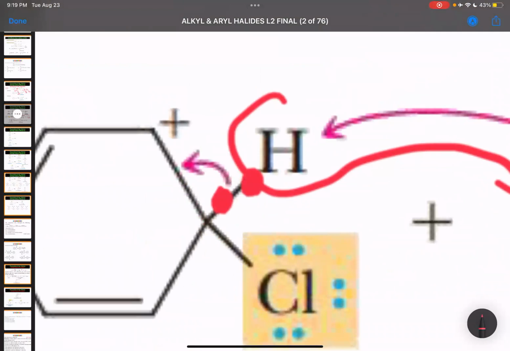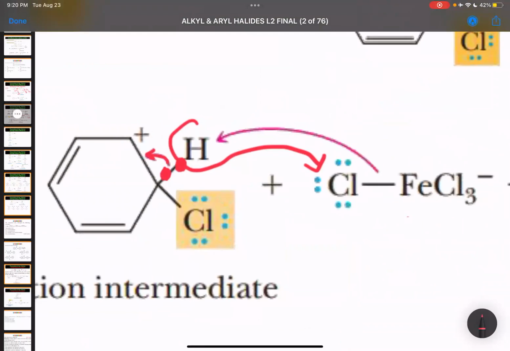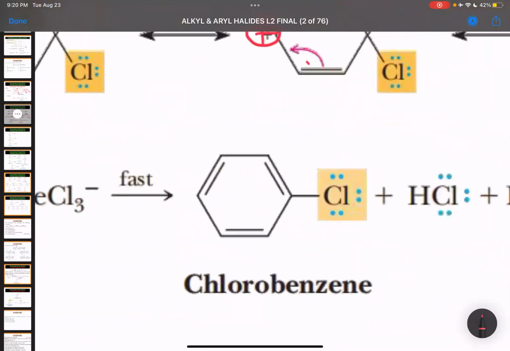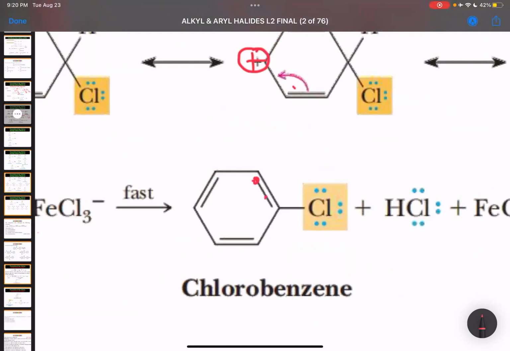What will happen? These 2 electrons will get back into the ring, and once these 2 electrons get back into the ring, the ring will become perfect again, right? It will be like this. The ring will become neutral again. The electrons have got back into the benzene ring, and the benzene ring is now complete.